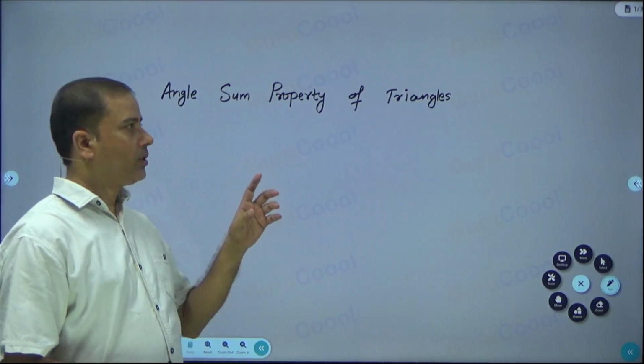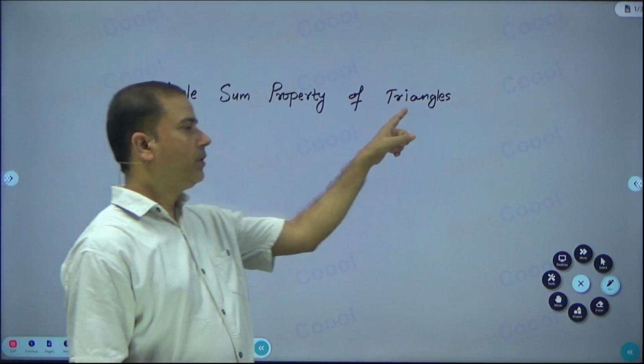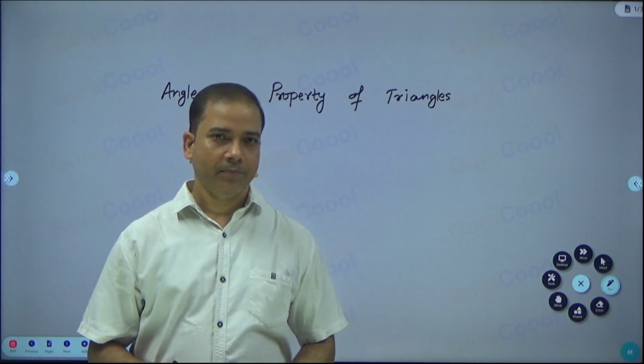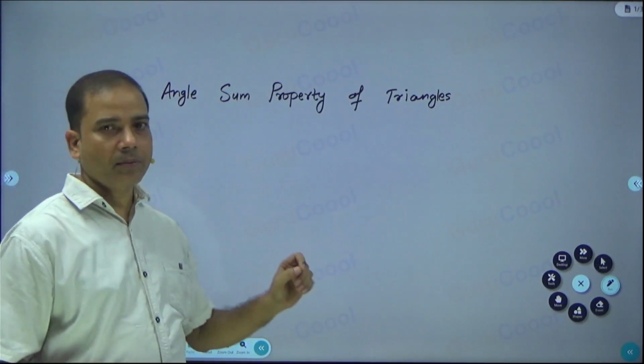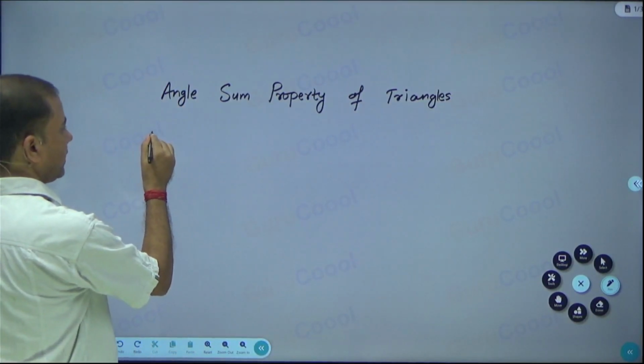In this video lesson, we are going to discuss the angle sum property of triangles. What does this property say? This property talks about a triangle. And here is the statement.